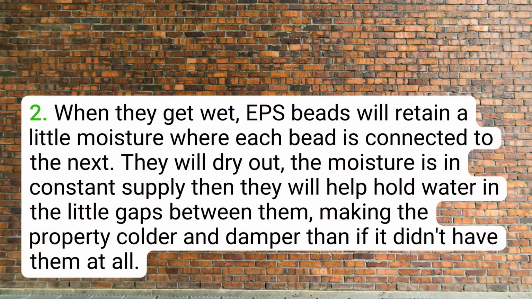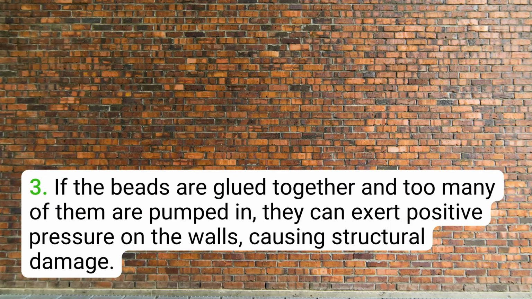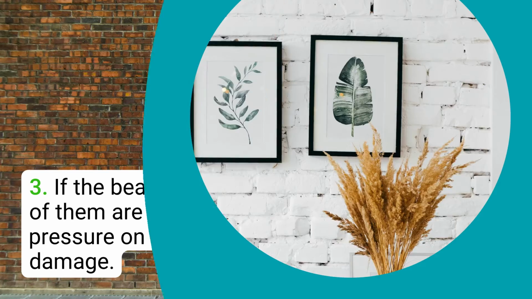2. When they get wet, EPS beads will retain a little moisture where each bead is connected to the next. They will dry out, but if the moisture is in constant supply, they will help hold water in the little gaps between them, making the property colder and damper than if it didn't have them at all. 3. If the beads are glued together and too many of them are pumped in, they can exert positive pressure on the walls, causing structural damage.